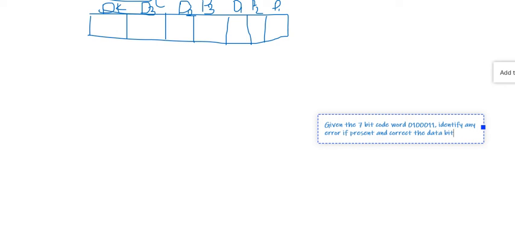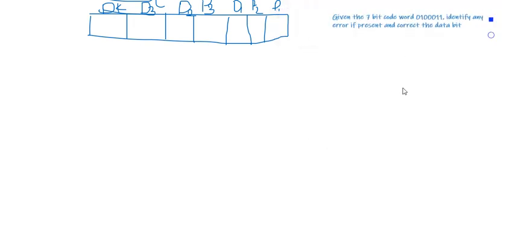Okay, this is the question. Given the 7-bit code word, so the 7-bit code word is given in the question. Given the 7-bit code word 0100011, identify any error if present. Is there any error? You identify. If there is an error, correct that error. Correct the data bit.